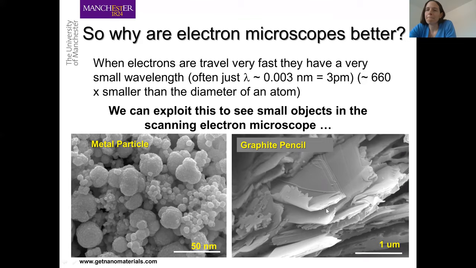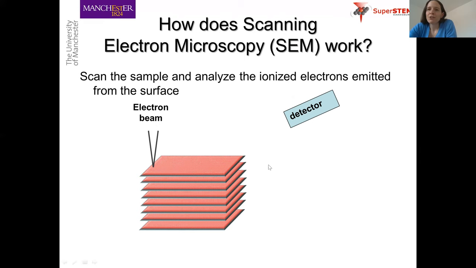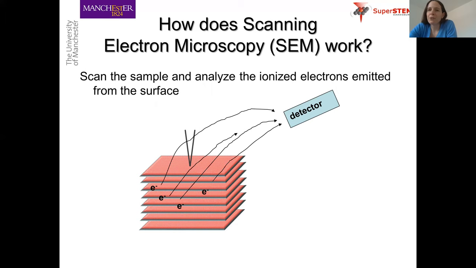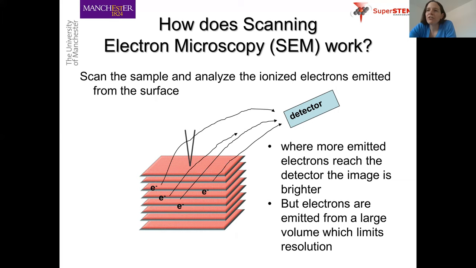Well, we have an electron beam. This is the electron beam that's shown here. And we scan that electron beam across the surface of the specimen. And at every single point the electron beam passes, we detect the electrons that are being emitted from the material. So that's what we can see here illustrated. We've got electrons being emitted from the material and near to the electron probe. These are detected and they form a signal. Now, where more electrons are being emitted and they reach the detector, the image will appear brighter. But the electrons are being emitted from a relatively large volume, and that means that we can't get atomic resolution. We can't see individual atoms within the scanning electron microscope.